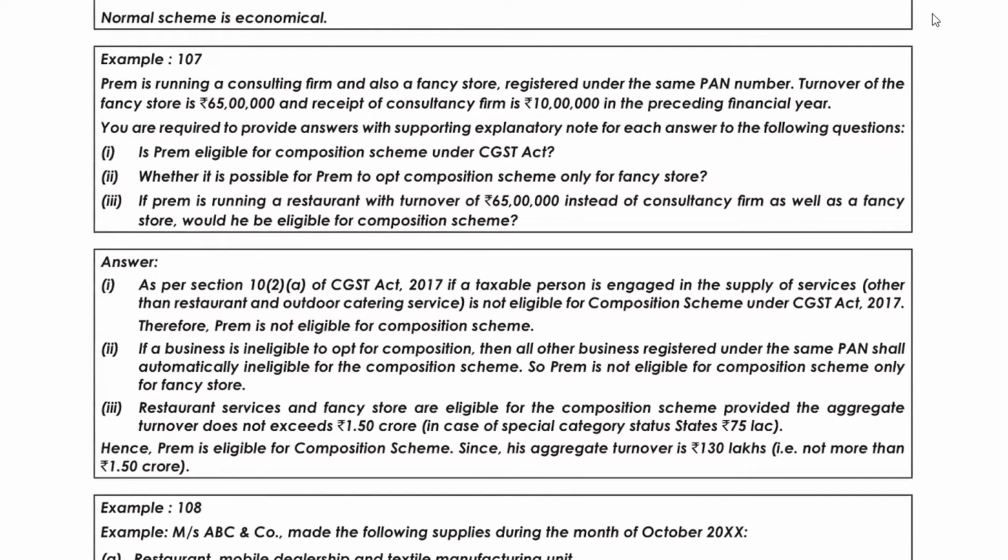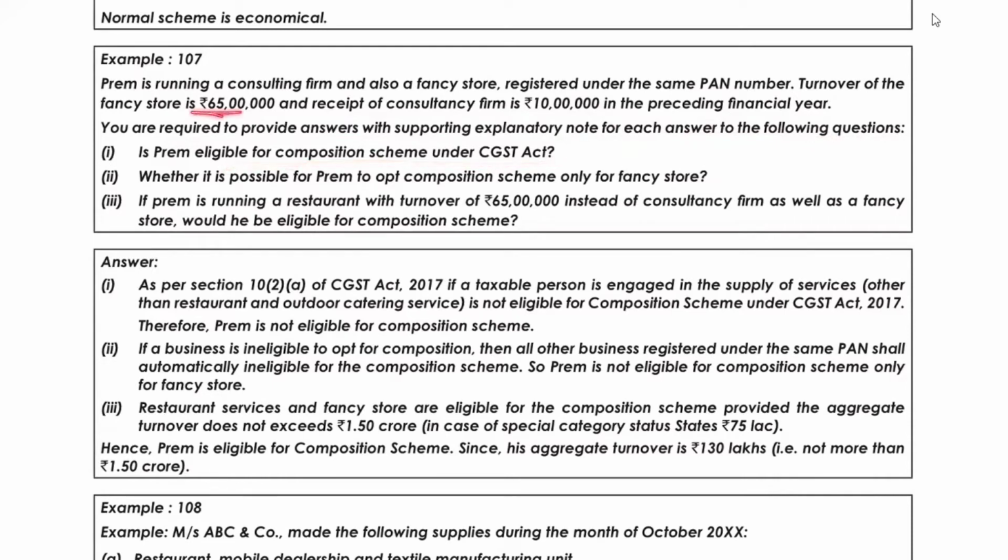Prem is running a consulting firm and also a fancy store, registered under the same PAN number. Turnover of the fancy store is 65 lakh and receipt of the consultancy firm is 10 lakh in the preceding financial year. Is Prem eligible for the composition scheme? So his aggregate turnover is 65 plus 10, 75. 10% of 75 is 7.5 lakh. So no, he's not eligible.